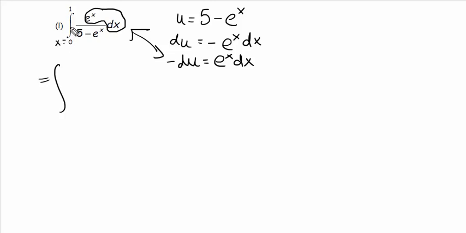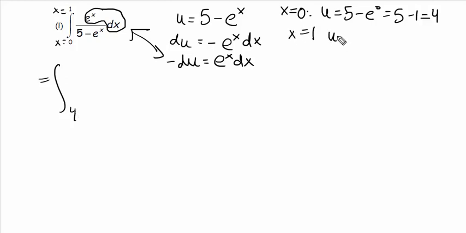Now, when x is equal to 0, u will be 5 minus e to the 0, or 5 minus 1, which is 4. And when x is 1, u will be 5 minus e to the 1, or just 5 minus e. So this isn't going to be a nice one, but I never said that it would be nice. It would have been reasonable if we could have had a nice value there, but oh well.